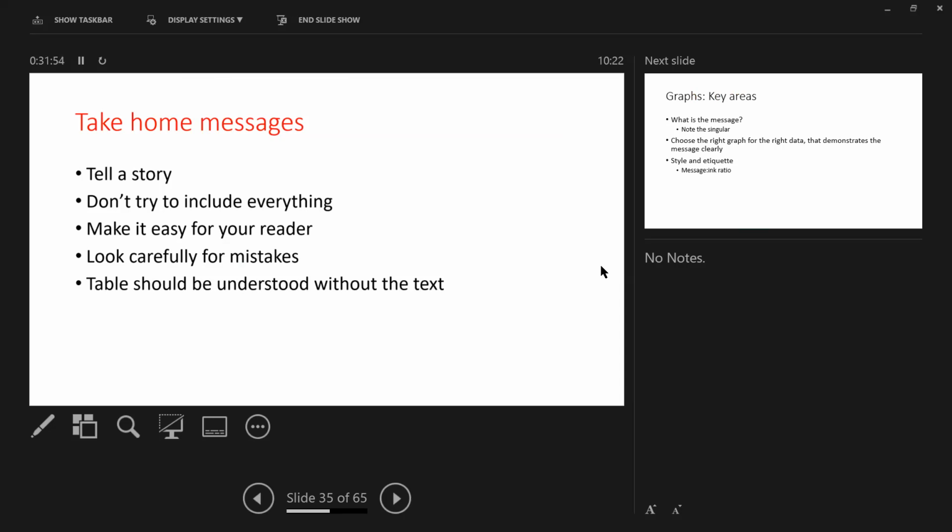It's difficult for the brain to process this. It's much easier if you focus on what your message is and then organize your data in that way. Look carefully for mistakes.